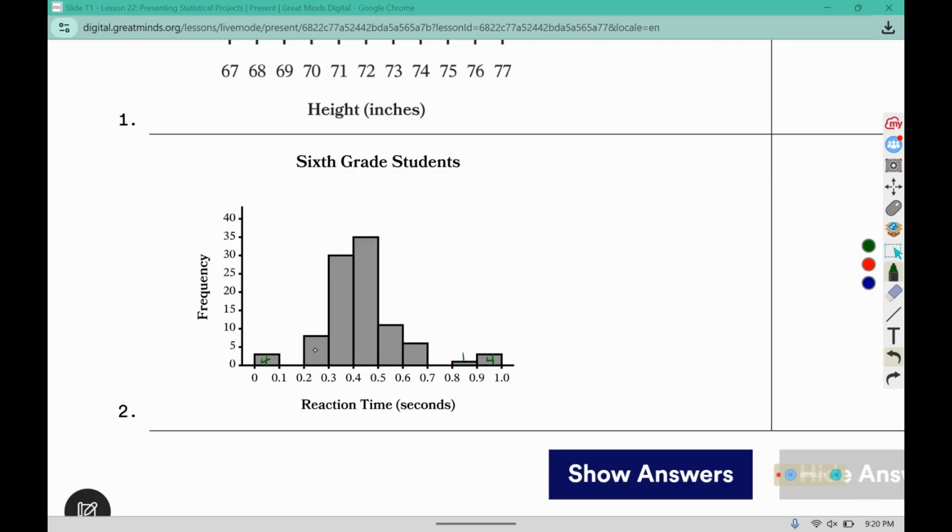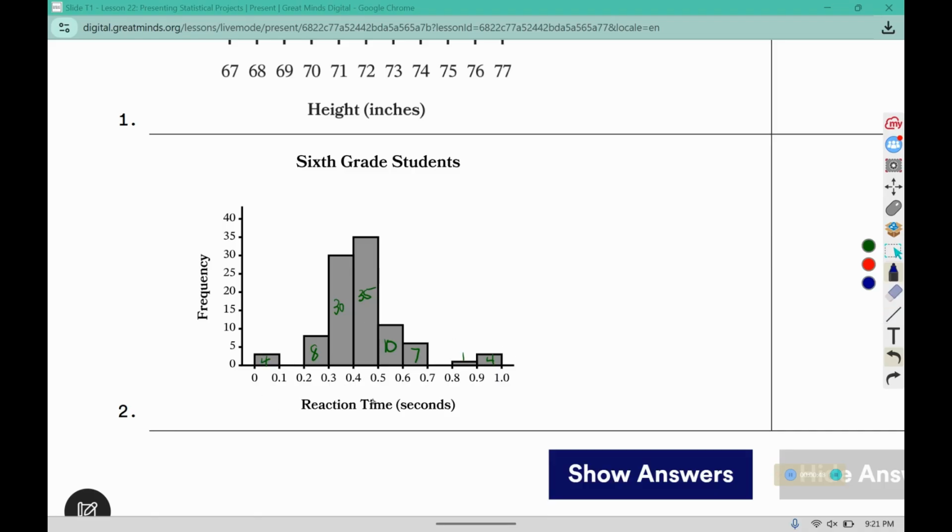This appears to be about 8 on the frequency. This one looks to be about 6 or 7. Here we're lined up pretty close with 30. This one is at approximately 35. And this one has a frequency of about 10. So to find the median, we need to be in the middle.